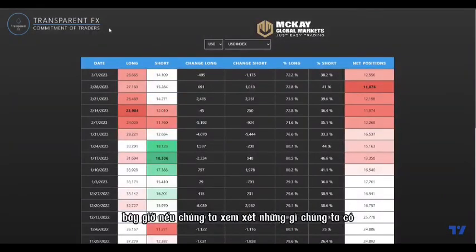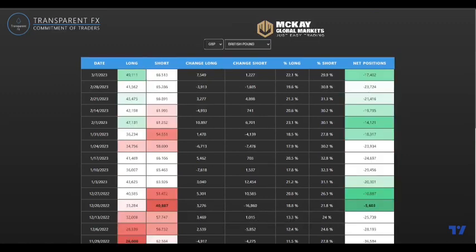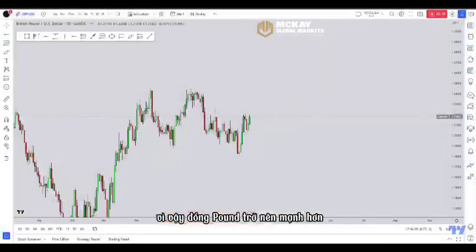Now, if we go and see what we have when it comes to the commitment of traders, so the COT data, which is what the non-commercials, so the biggest speculators in the market are doing, and we check the data for the pound, what we can see is that with the last reports, net positions have been increasing. We went from having minus 29k net positions all the way up to having minus 17k net positions with 7k longs added with the last report. So the pound is getting stronger.